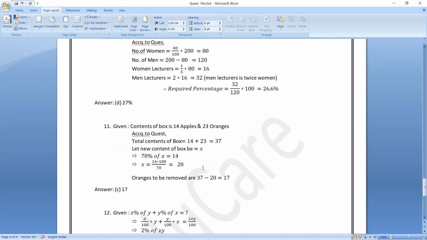So 70% of x equals 14, by the question. Now we will find the value of x, which is equal to 20. So if the number of fruits is 20, then the apples will be 70%. We cannot remove the apples, we have to remove the oranges. Previously it was 37 total fruits, now we need to have 20 fruits. So 37 minus 20, that is 17 oranges. We need to remove 17 oranges out of the 23 to have 70% apples. So the answer will be option C, that is 17.